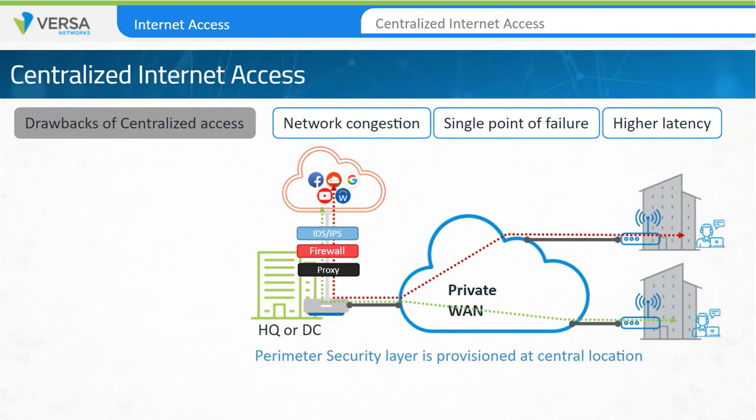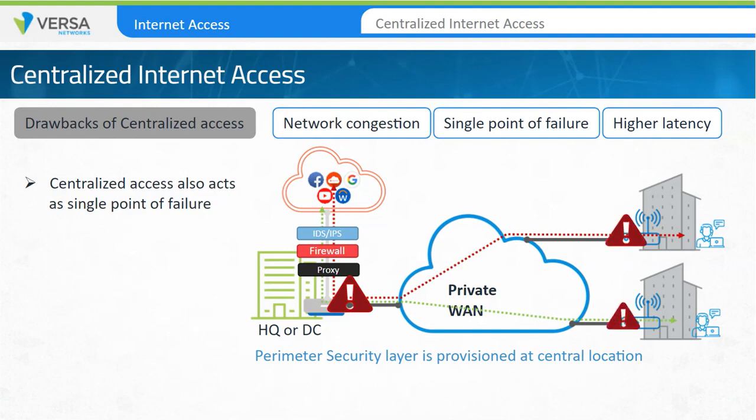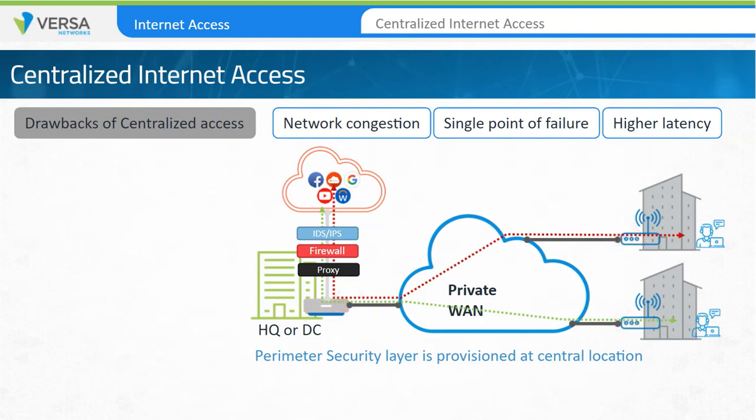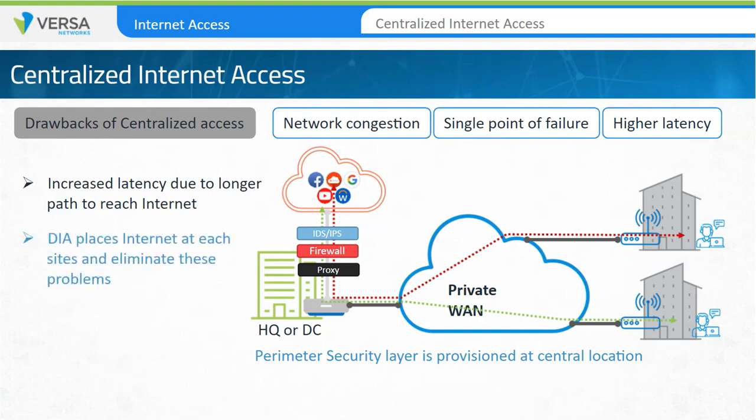Centralized internet access also acts as a single point of failure. Failure of internet service at the central site also results in internet services being interrupted at remote sites. The traffic path from a source to a destination can have a large impact on application performance due to increased latency. Direct internet access places the access to the internet at each remote branch and can reduce or eliminate the three issues we discussed that are associated with centralized internet access.